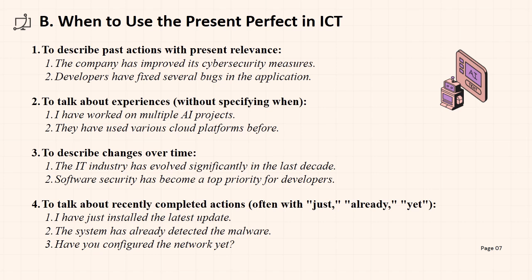Number two, to talk about experiences without specifying when. When we say when, that is to say when in the past. I have worked on multiple AI projects. They have used various cloud platforms before. These are experiences in the past without specifying the exact time in the past. Number three, to describe changes over time. The IT industry has evolved significantly in the last decade. Software security has become a top priority for developers.